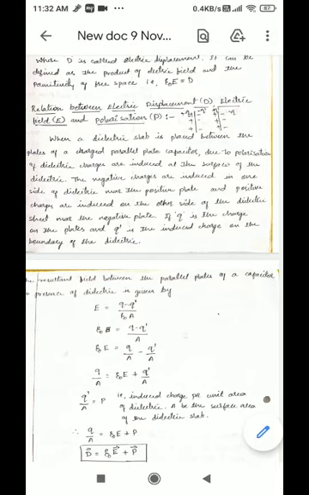Those are induced charges, that is minus q dash and plus q dash. Plus Q and minus Q are free charges which are on the capacitor plates. Minus q dash and plus q dash are induced charges. It happens after polarization.